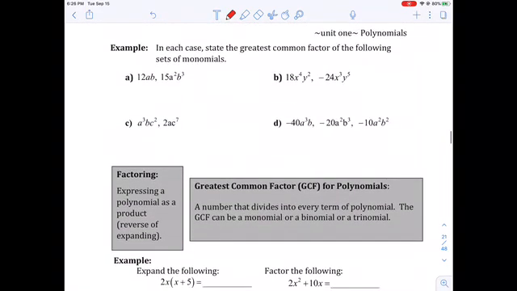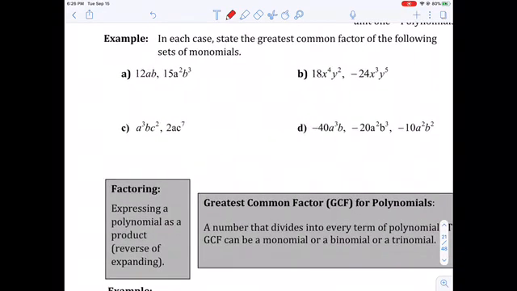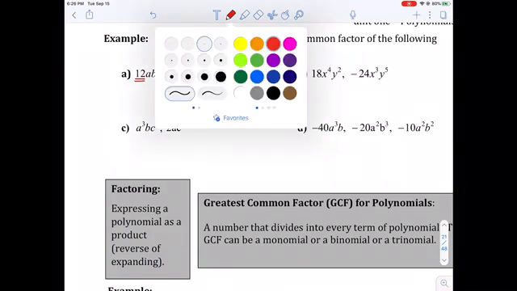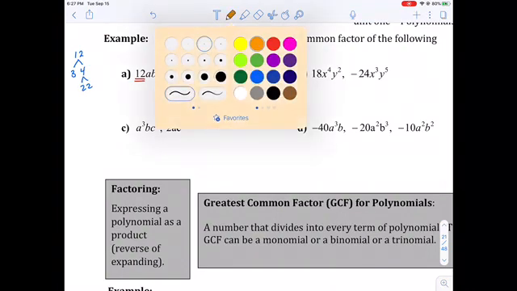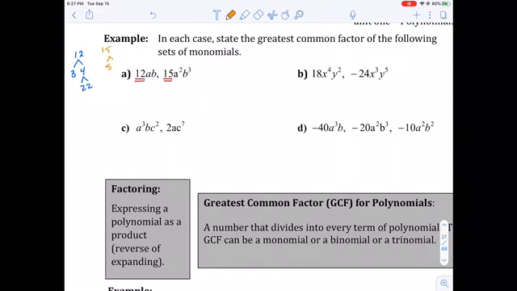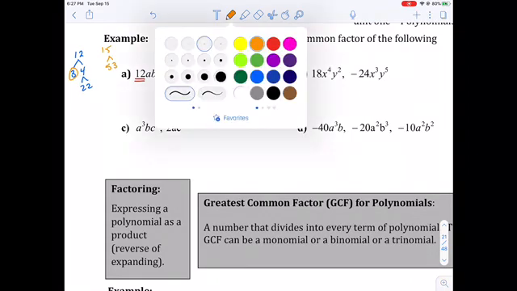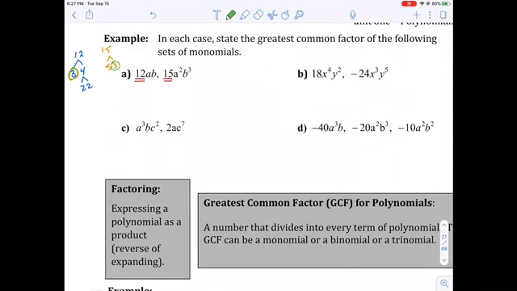Now, if we look at the next question, it says, in each case, state the greatest common factor of the following sets of monomials. So when we're looking at these, I want to look at my numbers separate from my letters. So let's look at the numbers. Some of you may note that 3 will go into both 12 and 15. And again, if you're not sure, you can always break that down into a factor tree. You're going to have to do that on the side, or make a little space. And of course, there's my 3, there's our 3 and our 3. There's our greatest common factor. So it says, what is the biggest common factor?